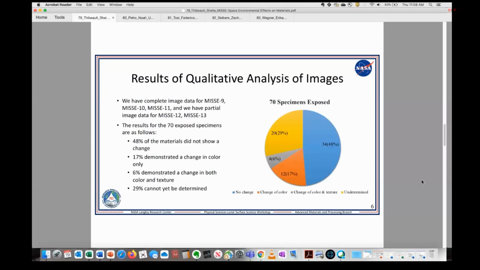Next slide, please. Here I have some data, again connected with these images. I have looked at the images for 70 different specimens from MISSY 9 to MISSY 13. And in looking at these, I can see that 17% of them changed in color, and 6% of them changed in both color and texture. So again, this is helpful to me because we can see changes actually happening in space as they are occurring.